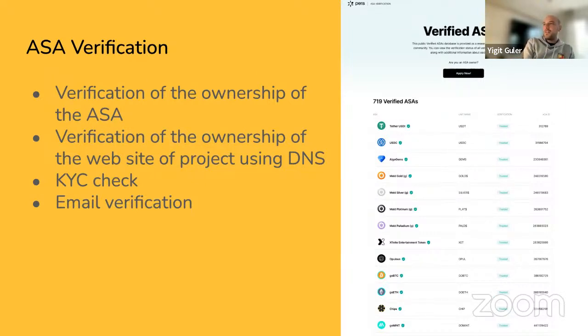After verifying the ownership of the ASA, we verify the ownership of the website using DNS. It's a very simple change that you need to make on your DNS, and the system automatically verifies that as well. Then we have the KYC check of the applicant, and then we verify the email by sending an email. Afterwards, we make a visual check and a general check, like a human control at the end of the process, and we mark it as verified.